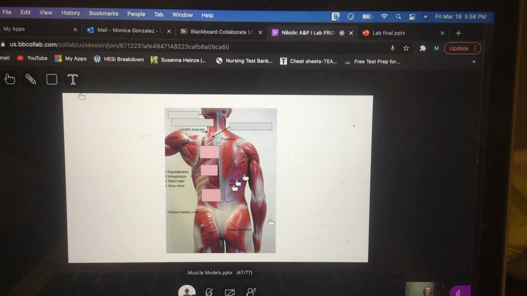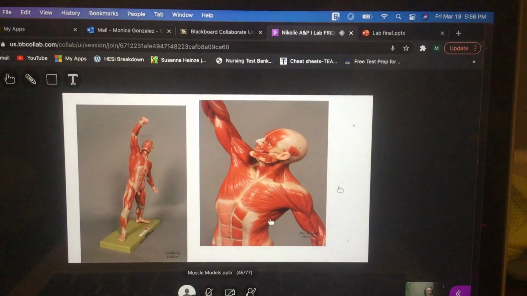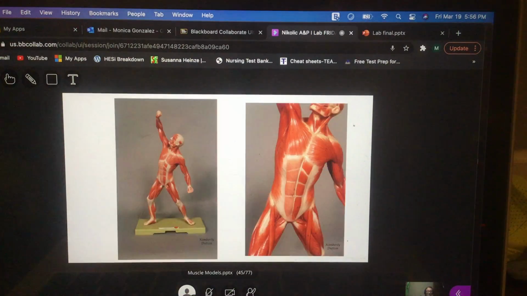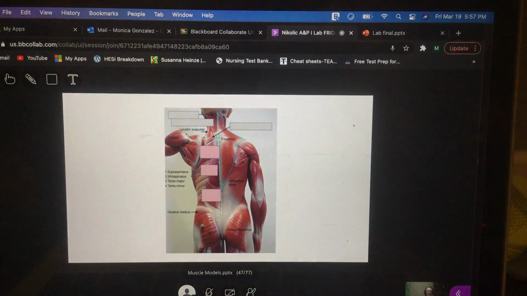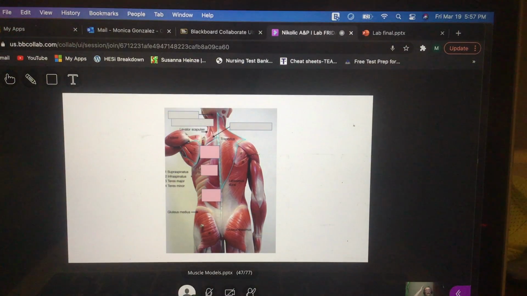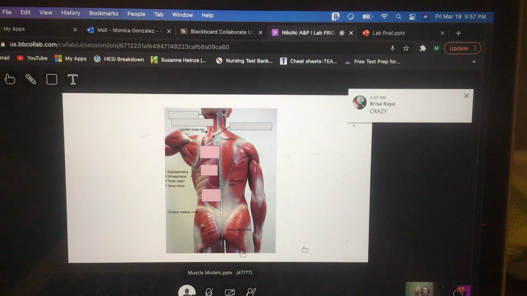It goes all the way around like a wing. Guys, look at this. Look at that bad boy. That's latissimus dorsi from the front. Crazy. It's so big. All right, awesome. That's it. Let's keep going. Gluteus maximus.